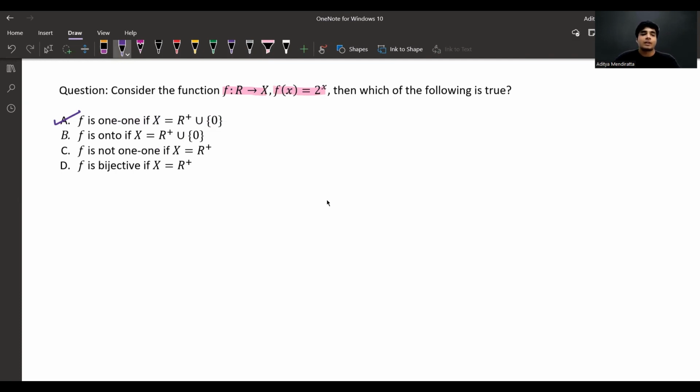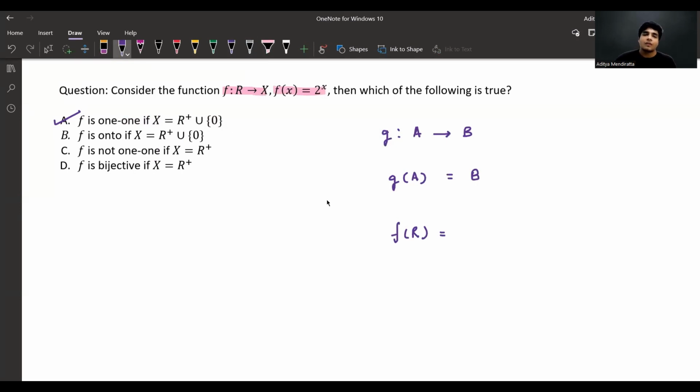Now, for the second option, we check f is onto if X is equal to R plus union 0. Okay. Now, how do we check for any function g if it is onto or not? If g goes from A to B, the range set of g, that is g of A, should be equal to the codomain, right? That is what we have learned, right? That is when a function is onto. So let's check for our function f for all real numbers. What kind of range do we have?